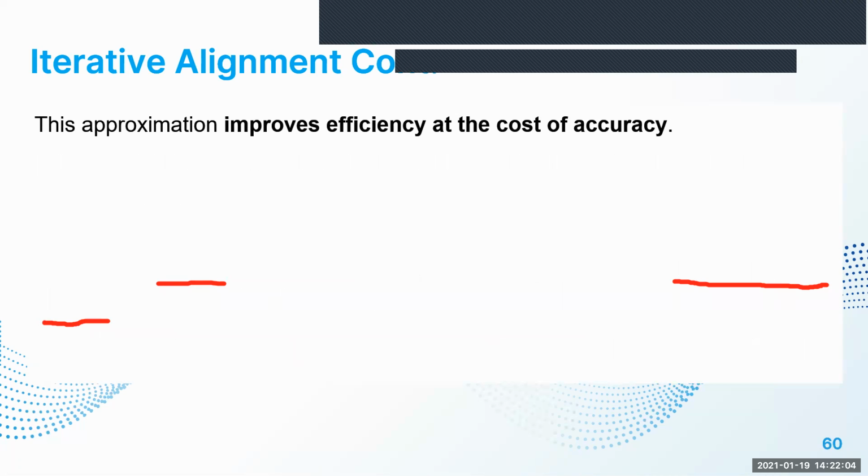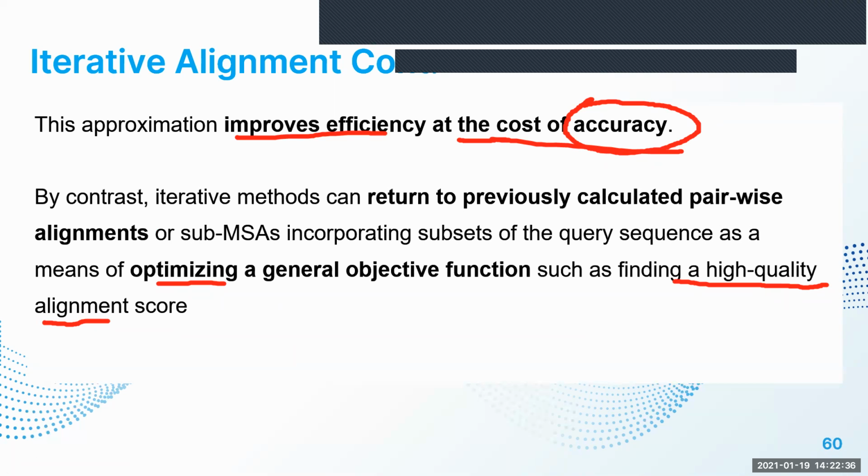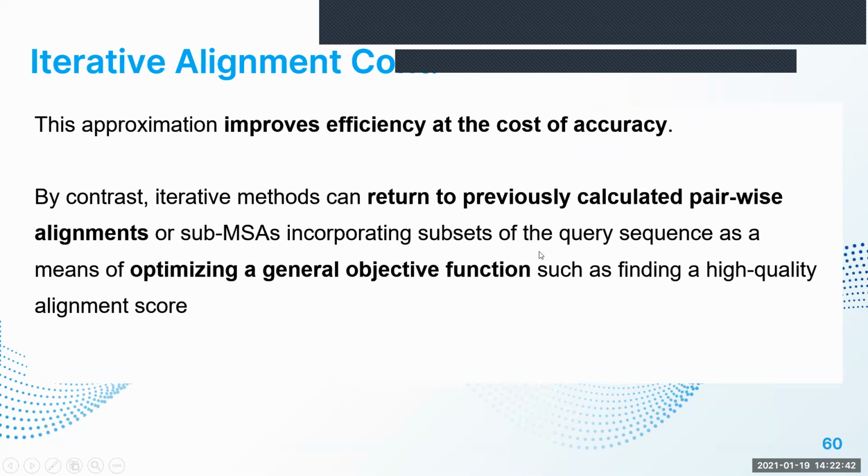One thing: progressive alignment improves our efficiency at the cost of accuracy. We can have much higher efficiency in the progressive one, but we can't guarantee the accuracy. So in the iterative algorithm, we can say that it has better accuracy than the progressive one, right? These things you already mentioned.